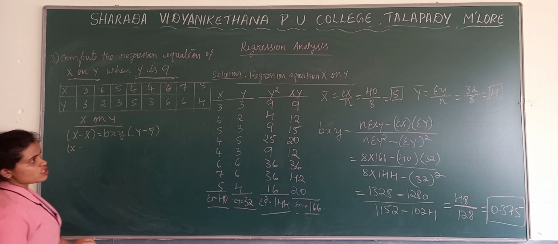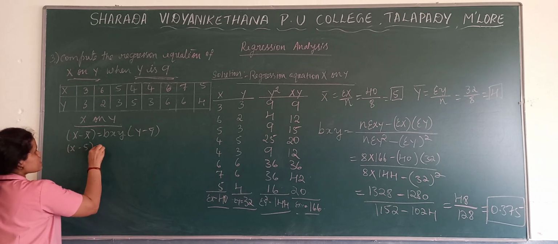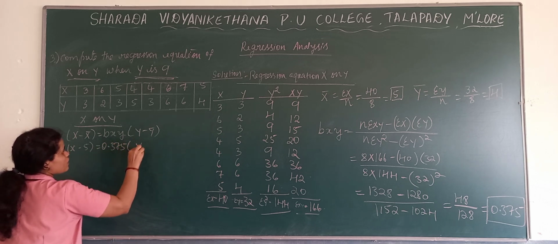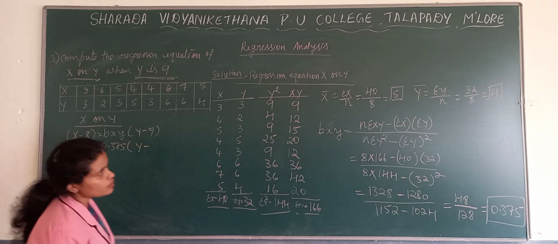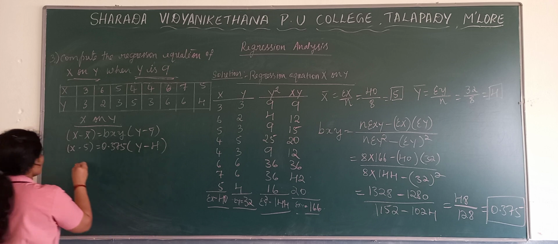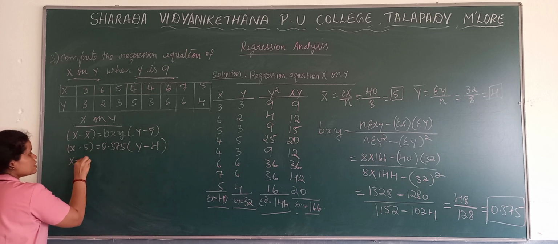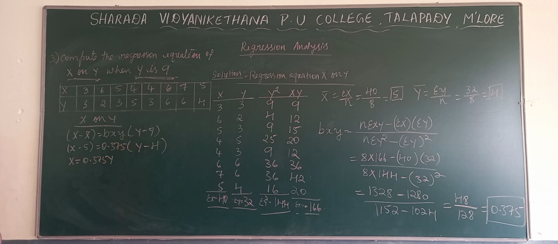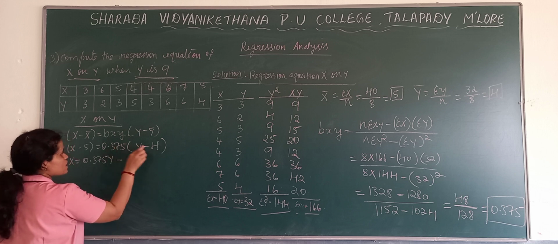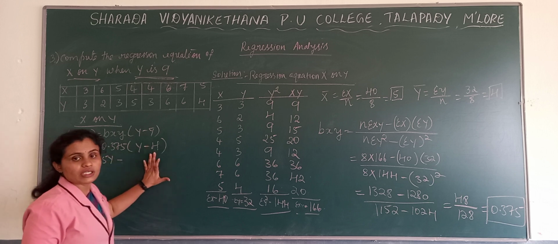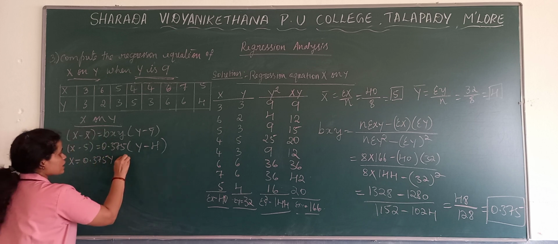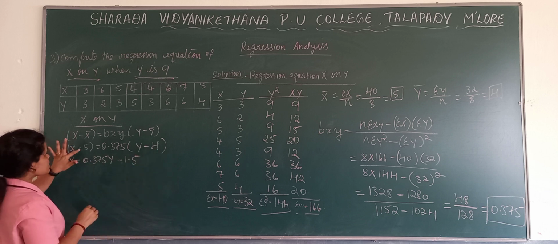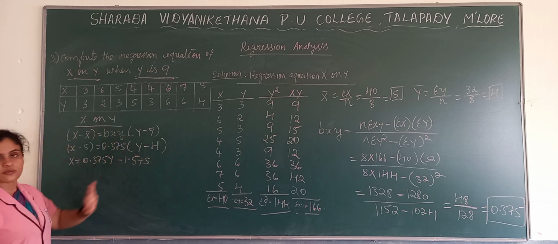And x minus x bar value is 5 is equal to bxy, 0.375, y minus y bar value is nothing but it is 4. Now x is equal to this 0.375 multiplied with y. So the 0.375y, then once again minus, plus minus minus, 0.375 into 4 we get minus 1.5. 0.375 into 4 minus 1.5 plus this 5. When it comes this side, this minus becomes plus.